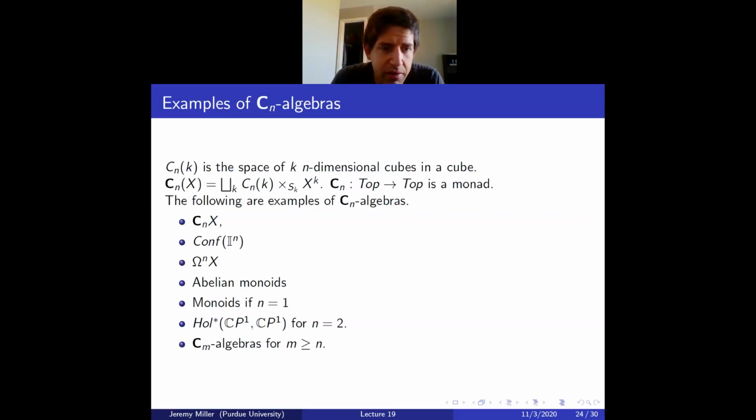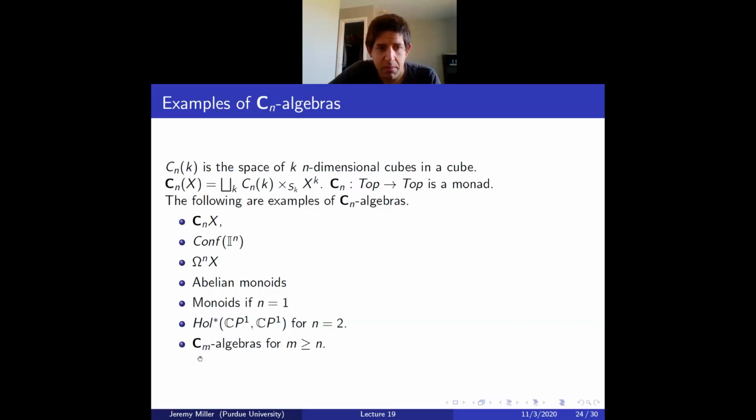So here's a list of interesting ones, or things that I consider interesting. Free algebras, that would be true for any monad. Configurations of points in the cube are going to be a CN algebra. N-fold loop spaces are going to be CN algebras. Abelian monoids are going to be algebras. Monoids when n is 1. The space of based holomorphic maps from CP1 to CP1 is going to be an example of a C2 algebra.